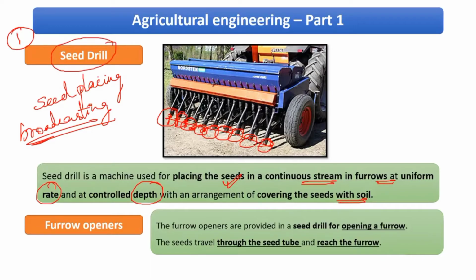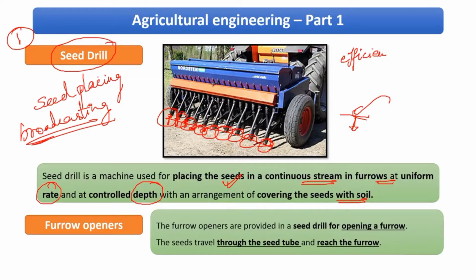Here everything is happening at a uniform depth. Simultaneously soil is also being covered over these seeds. At a uniform rate also everything is placed. So you see the efficiency is getting increased. So ultimately this is the motive behind coming up with a mixture of engineering and agriculture, right?